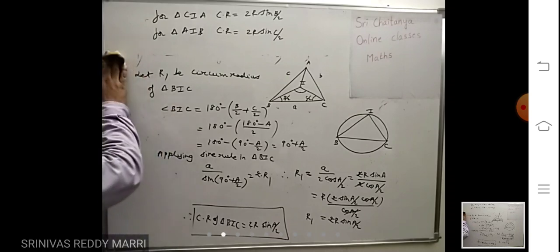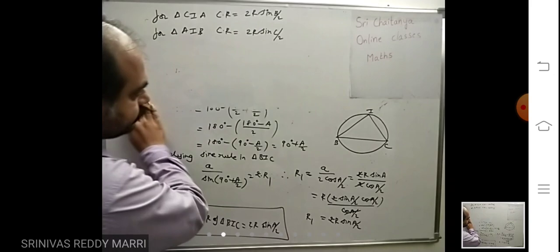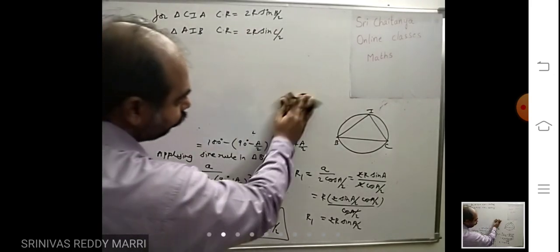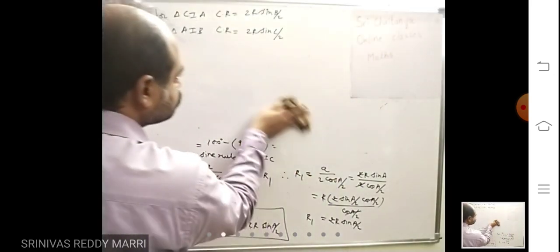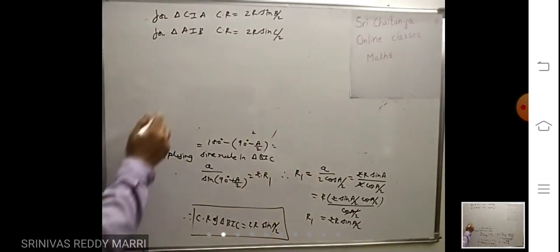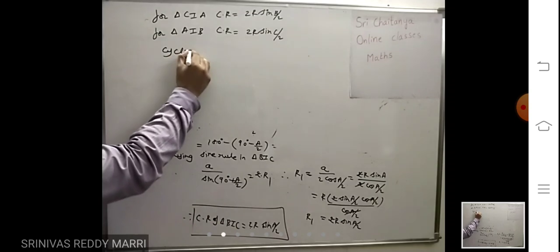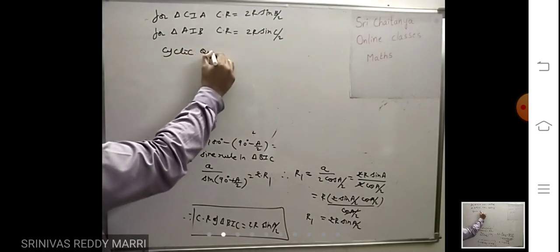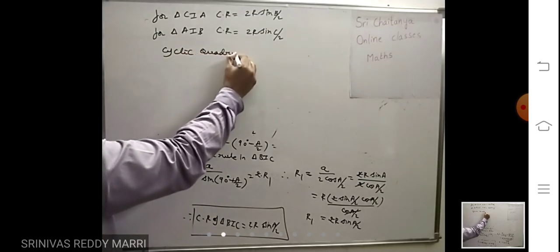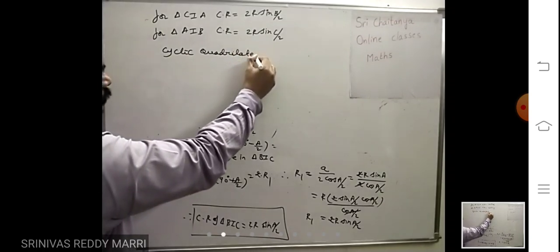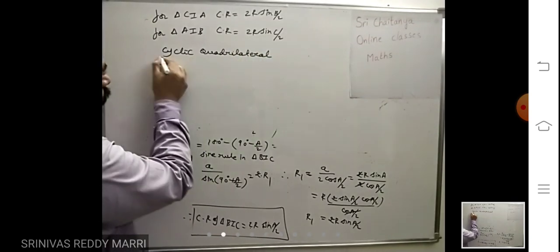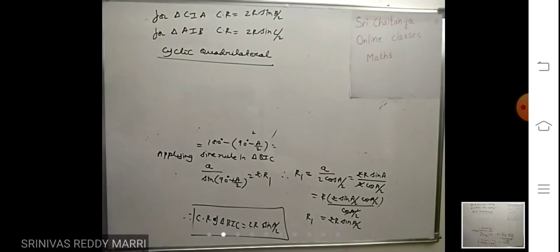We will go to the next concept. Cyclic quadrilateral. Next concept is cyclic quadrilateral. Look at the next concept.